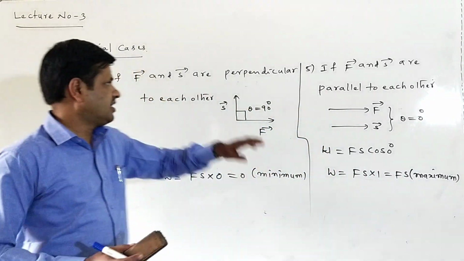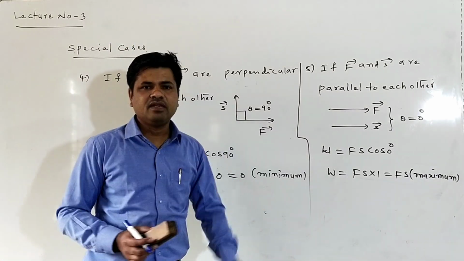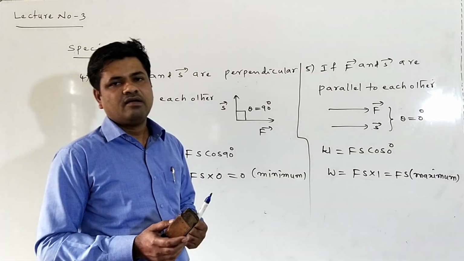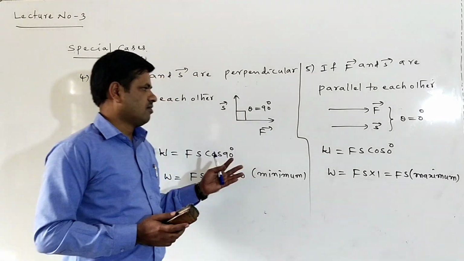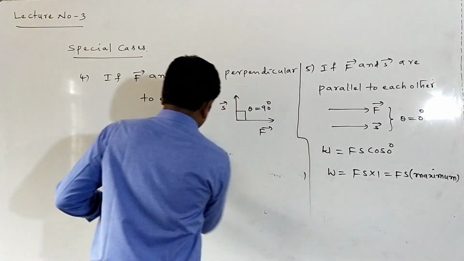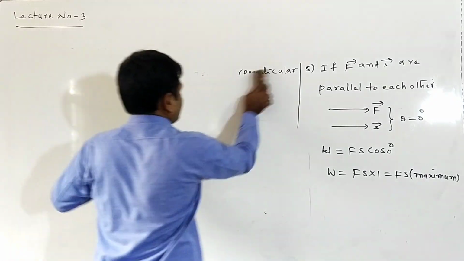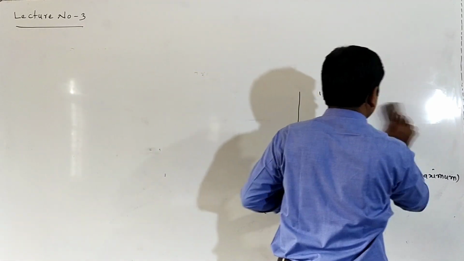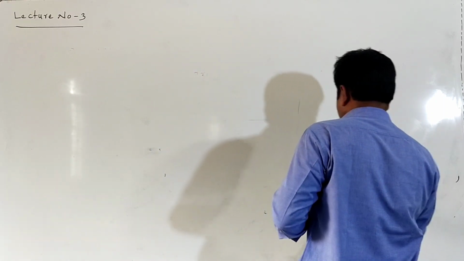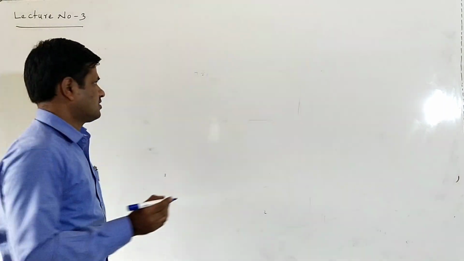When F bar and S bar are perpendicular to each other, the work done is minimum. These are some special cases in the work done. Next we will discuss what is a conservative force and what is a non-conservative force.